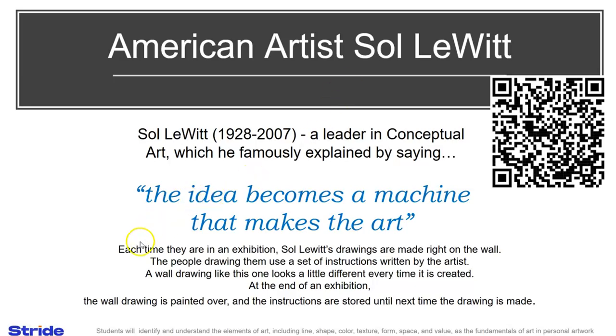So here, let me just read this to you. Each time it's in an exhibition, Sol LeWitt's drawings are made right on the wall. The people drawing them use a set of instructions written by the artist. A wall drawing like this one looks a little bit different every time it's created. At the end of an exhibition, the wall drawing is painted over and the instructions are stored until the next time the drawing is made.